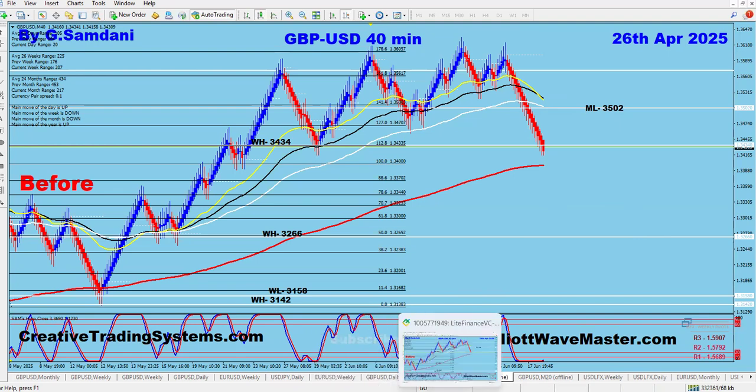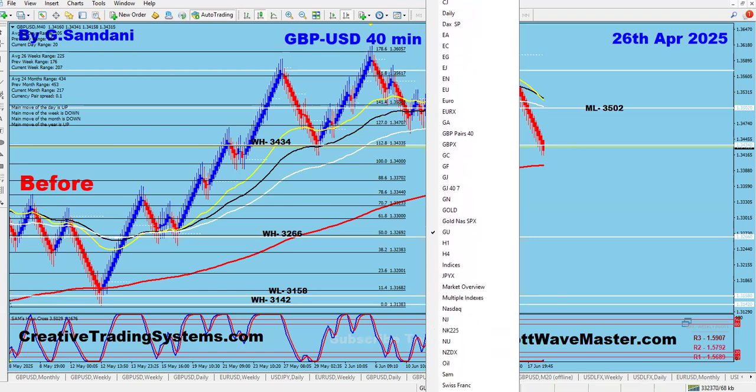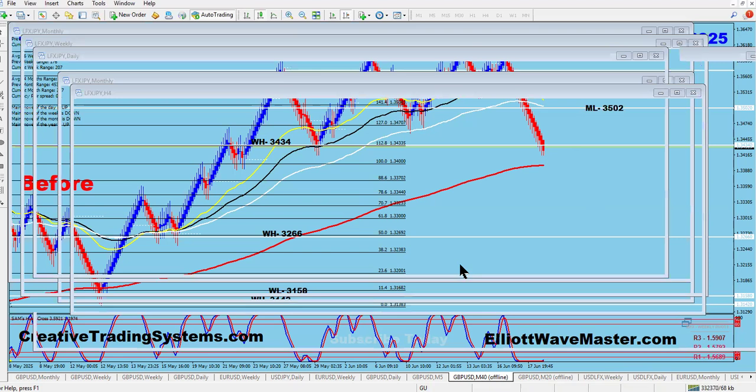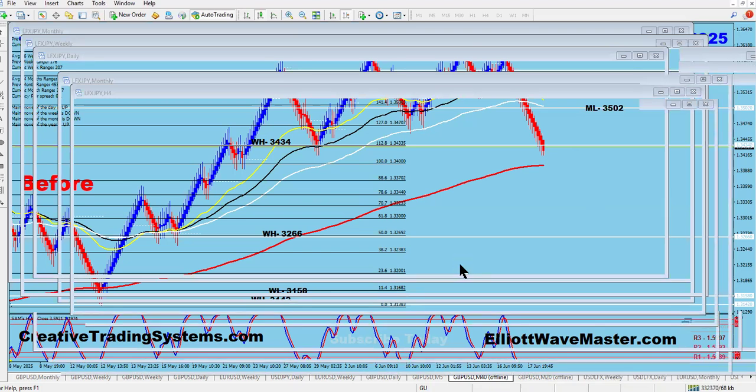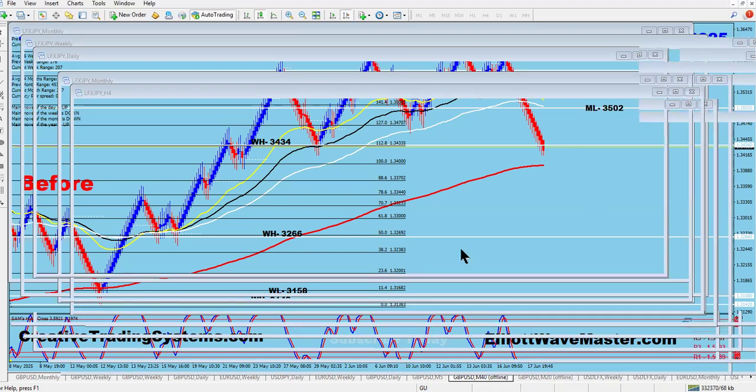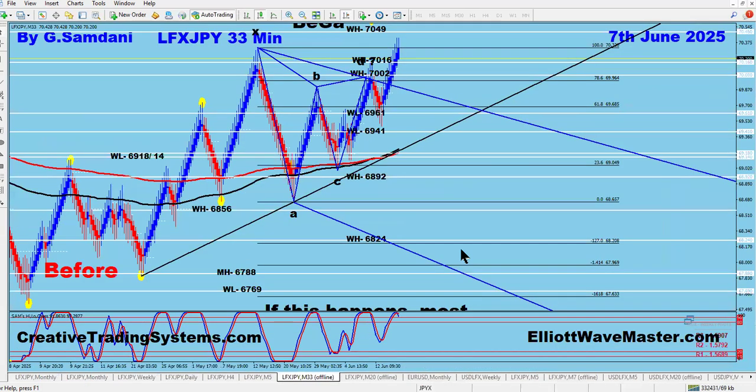What else? Yen index. Let's take a look at the yen index and try to understand what is happening there. It's happening weird right now. Everything is weird, mostly gold and Nasdaq. I stay away from it now, because it's ranging very badly.